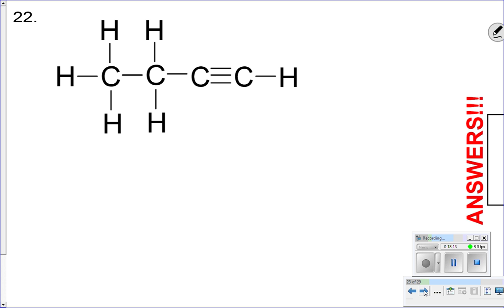This molecule is also all carbons and hydrogens. We're going to notice that this guy has a triple bond. So this is an alkyne. Works best for me to number in this one from right to left. So it's going to be 1-butyne.